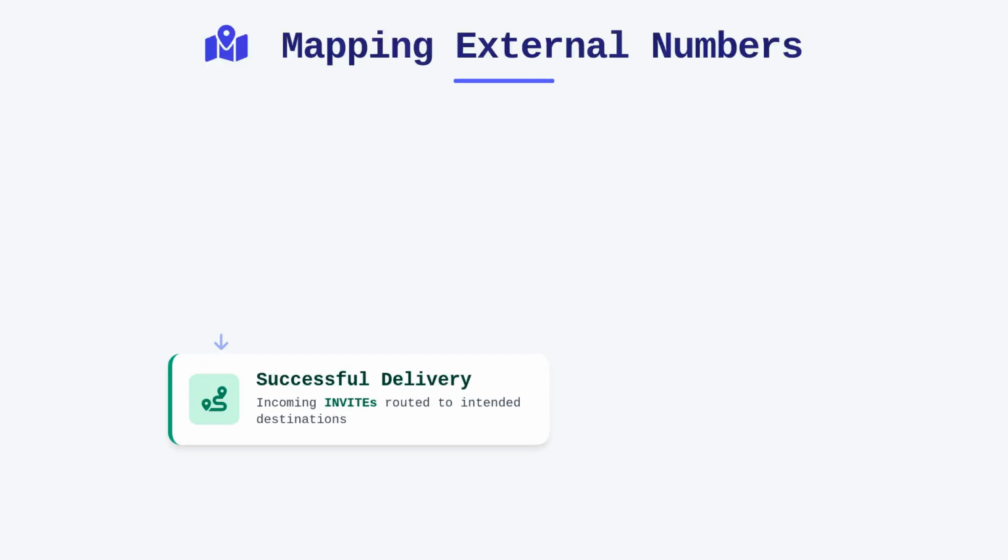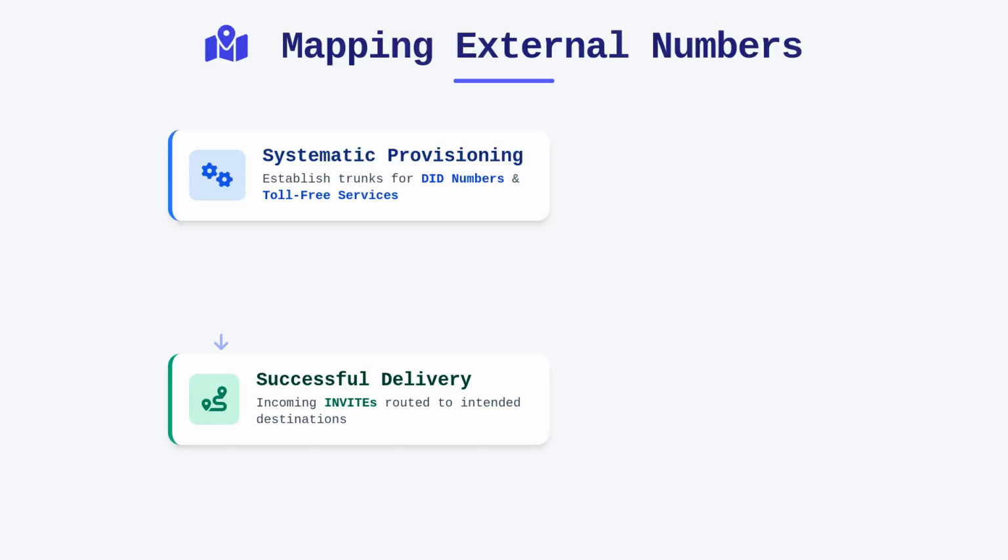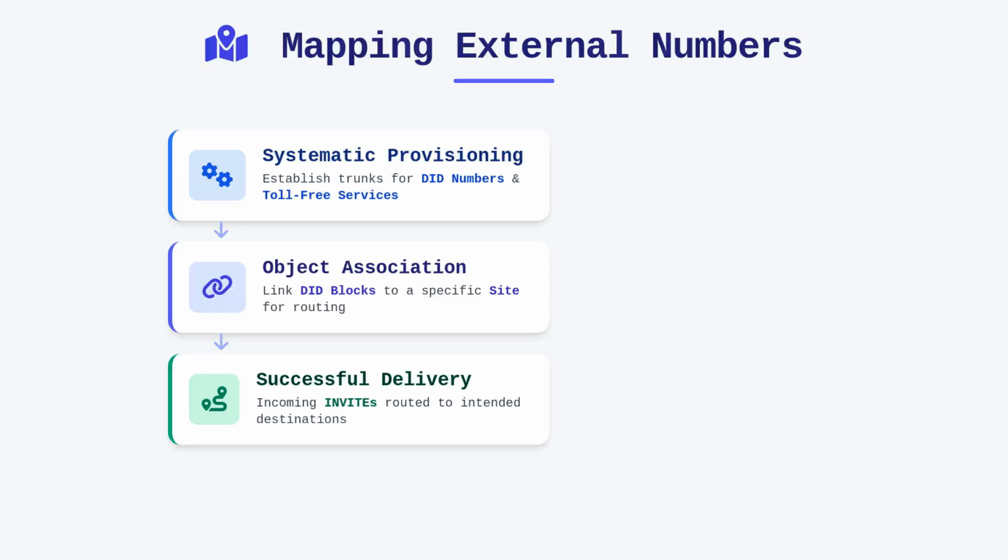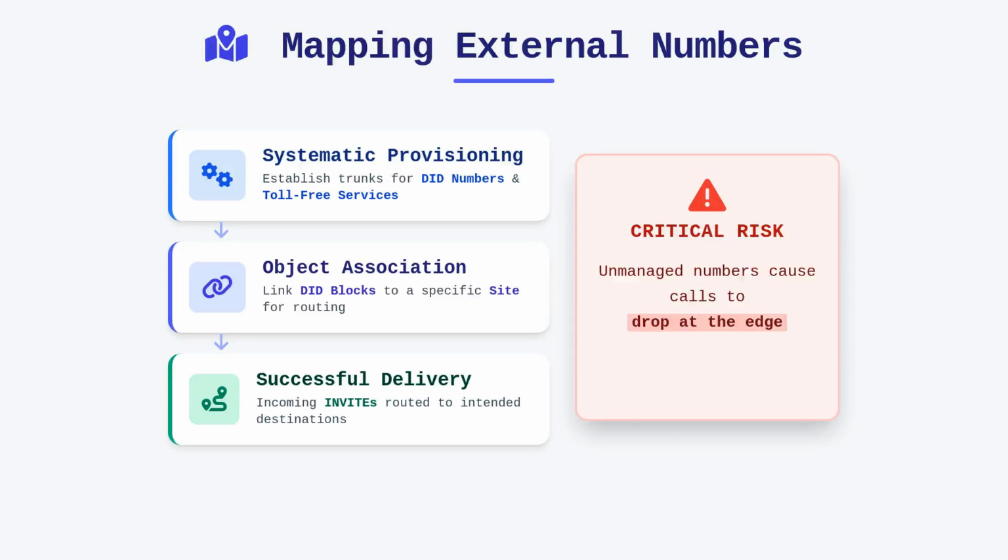Mapping your external numbers, whether they are direct inward dialing numbers or toll-free services, requires systematic provisioning within the platform. Once the trunk is established, you must correctly associate these numbers with the appropriate objects in Genesys Cloud to ensure that incoming calls are routed to the intended destinations. This involves configuring the number management area to recognize your DID blocks and linking them to a specific site.